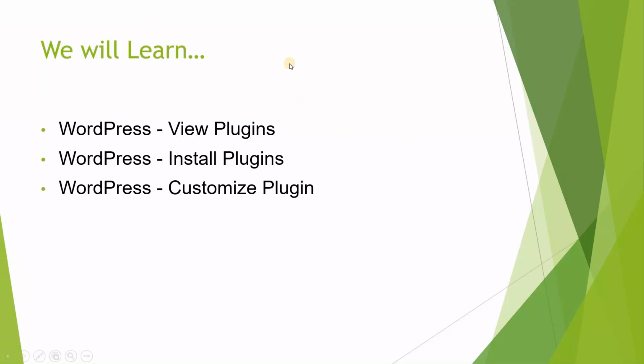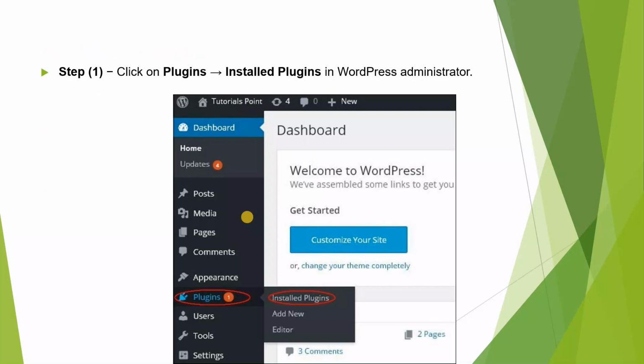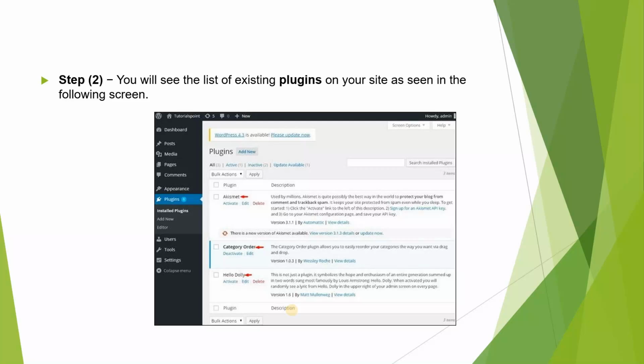In this session, we will discuss how to view plugins, then how to install plugins, and at the end how to customize plugins. So let's first discuss viewing plugins. To view plugins, just click on plugins on the left hand side and click the option that is installed plugins. By this you will see the list of existing plugins on your site, this way.